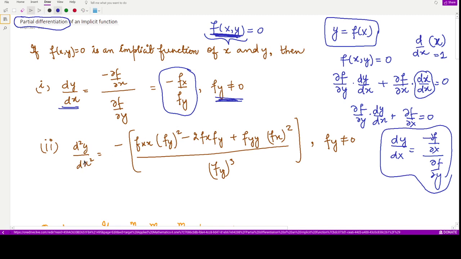And for the second order derivative, the formula after calculation simplifies to this expression: minus of f_xx times f_y whole squared, minus 2 f_x f_y f_xy, plus f_yy f_x whole squared, divided by f_y whole cube. So you must remember this formula in order to solve certain questions. Okay, so let us first see the question.